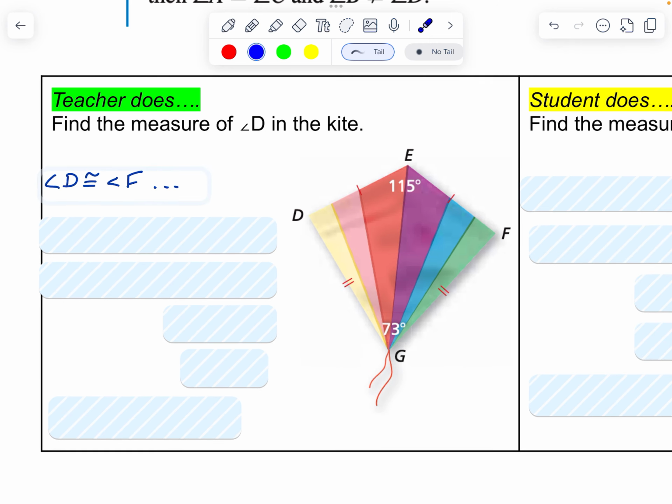So, ED and DG are not congruent sides, so I'm going to mark angle D. EF and GF are not congruent sides, so I'm going to mark angle F. Those are my congruent angles. Those are my opposite congruent angles.